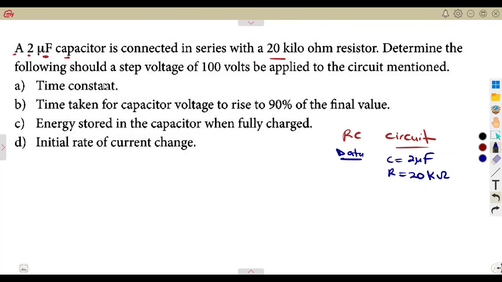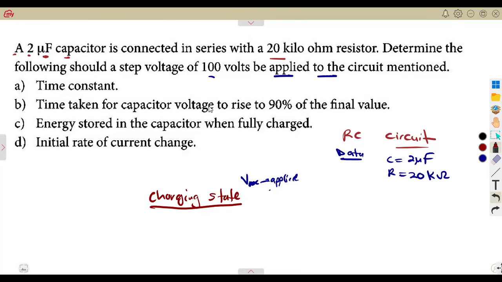Determine the following. Should a step voltage of 100 volts be applied to the circuit? If the voltage is applied, so Vm, which is our VDC, is being applied. It is connected at that moment. So when it is connected, meaning to say the state that we are working with in this case is charging. You are charging the capacitor. So this is the charging state. This is what you need to understand.